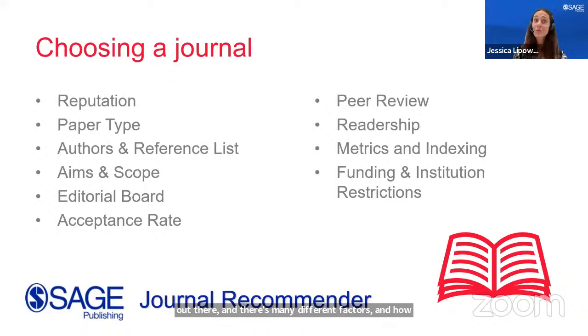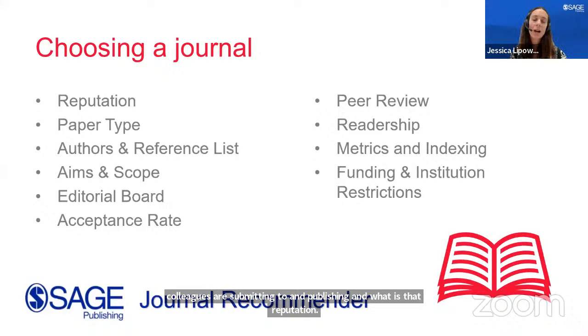So many people will first look at reputation, and that is absolutely important. What are the journals that you're continually reading and that your colleagues are submitting to and publishing in? What is that reputation? Is it affiliated with a particular institution or a society that you might be a member of? Maybe it's independent, but has a fantastic editor or editorial board.